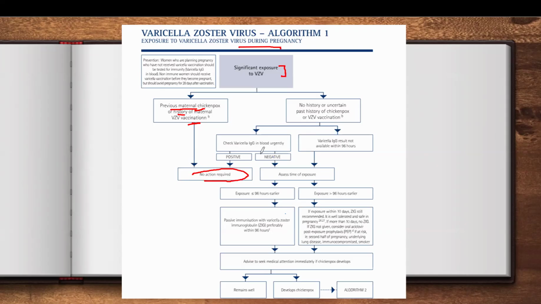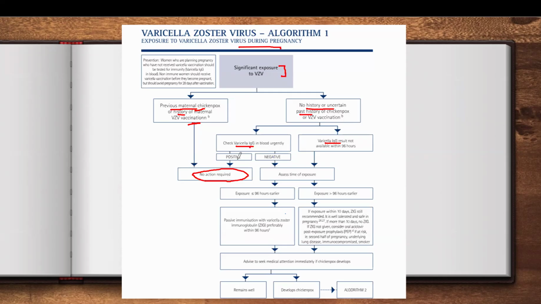action is required. However, if there is an uncertain history, like the mother does not remember whether she had chickenpox or not, or whether she had been vaccinated or not, in that case we would have to check the antibodies. Okay, and that varicella IgG is very important to see the previous immunity. And then further management would depend upon the status of this antibody.